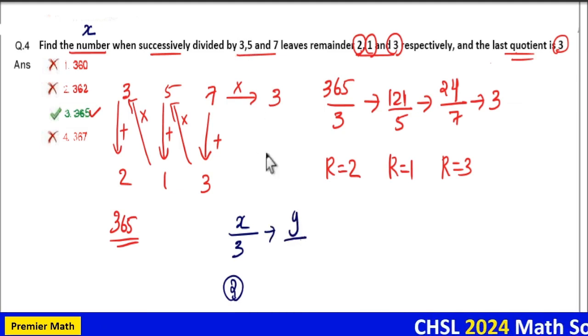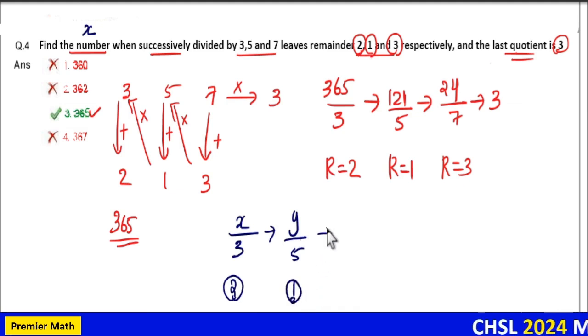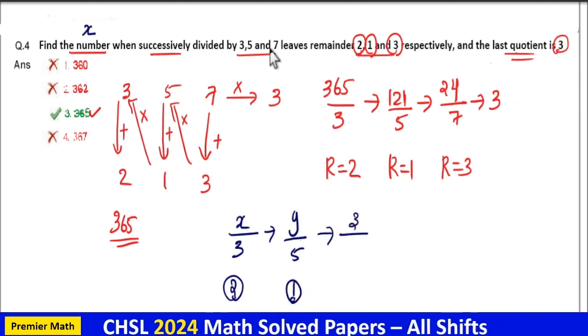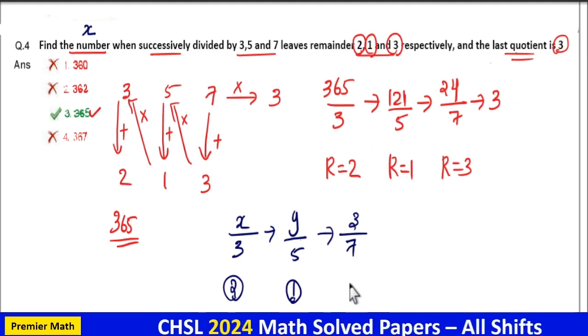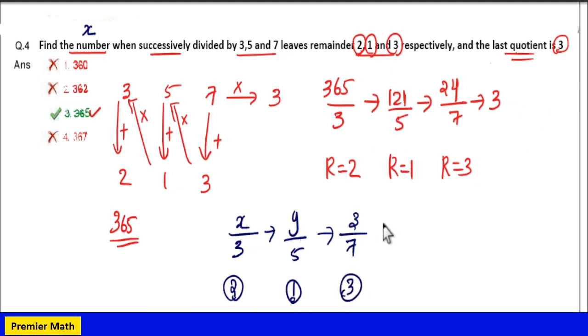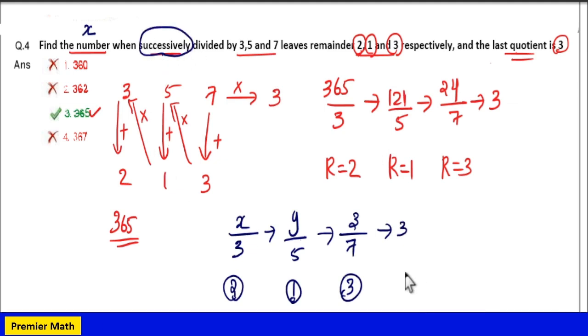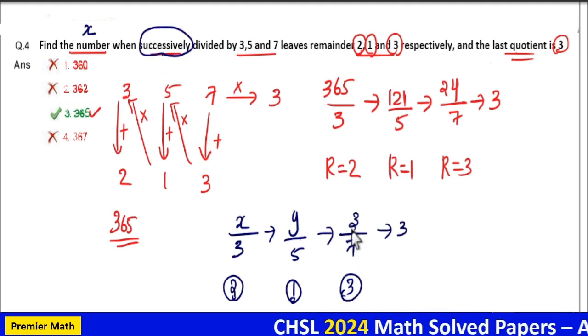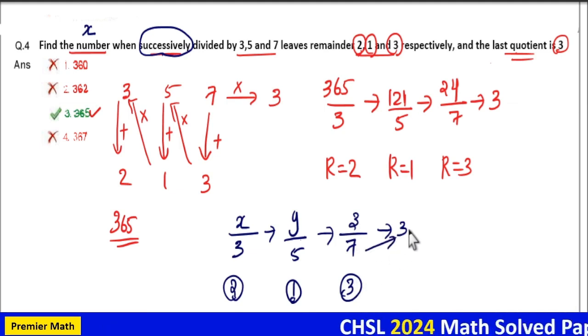So, y when divided by 5 will give you remainder 1 and quotient z. Z when divided by 7 will give you remainder 3 and last quotient 3. This is successive division, so always remember that. Now we can see z is equal to 7 into 3 plus 3.